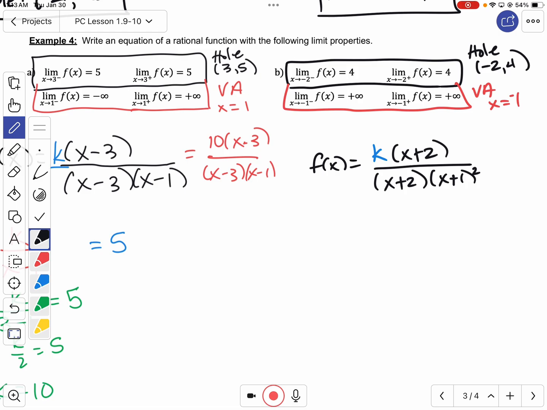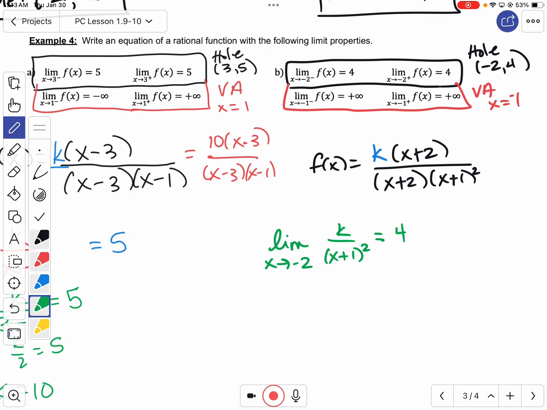Okay. So now we got to figure out k. Well, to figure out k, we need to use the hole. So let's think about the limit we would use. We would do the limit as x approaches negative 2. What would be left when we canceled everything out? k over x plus 1 squared, okay? And we know that it equals positive 4 when we're done because they told me it did.